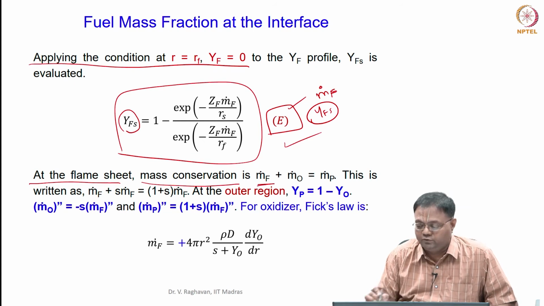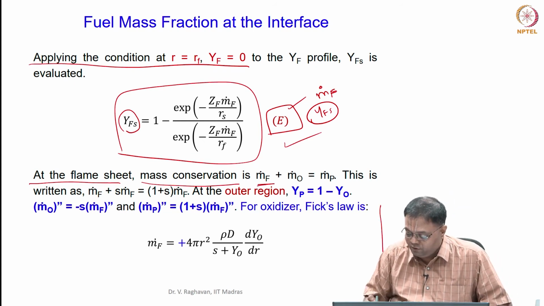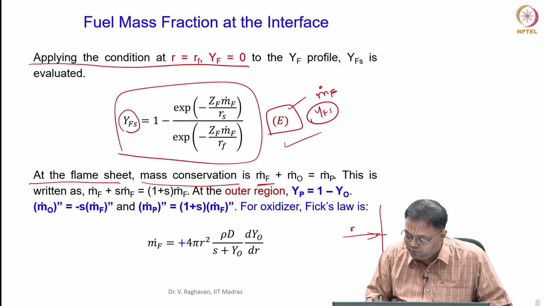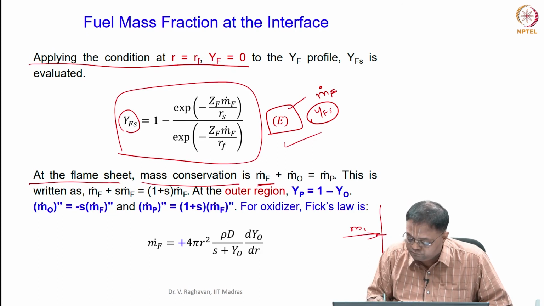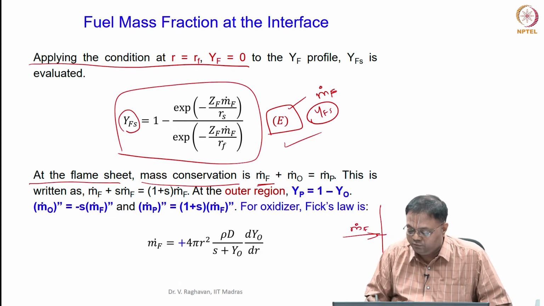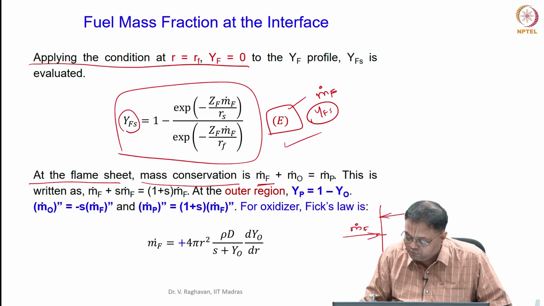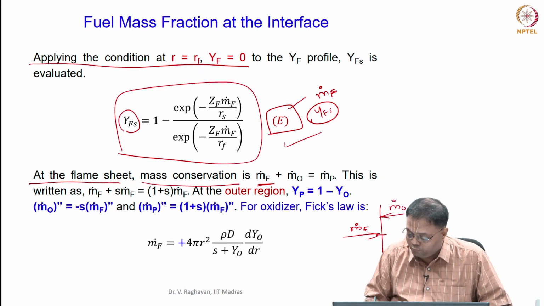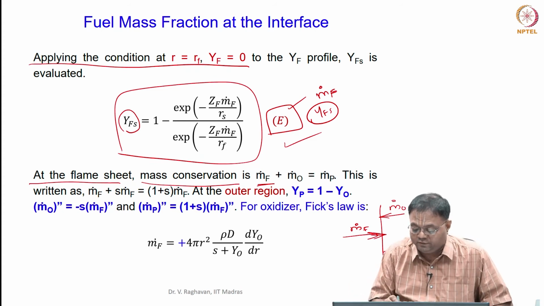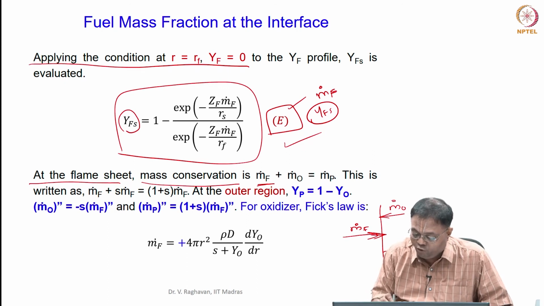The mass of the fuel comes in. See, at the flame sheet, what happens is, fuel comes in, then oxidizer comes in, and products leave, correct. So this is conservation. So M dot F and M dot O are added and M dot P goes out.